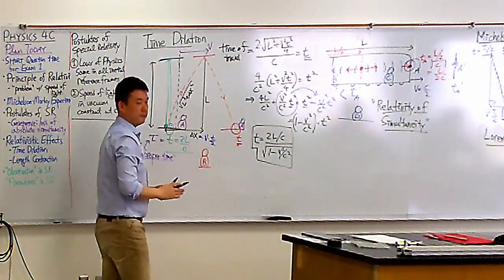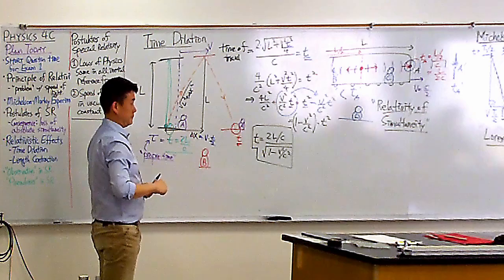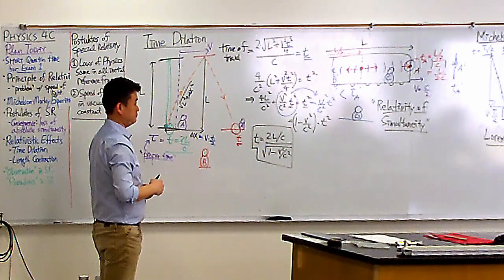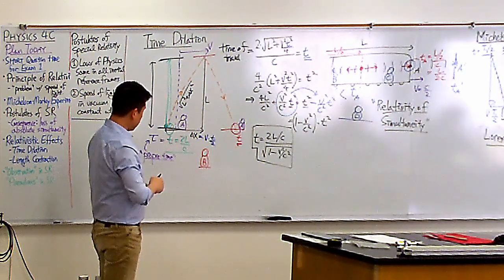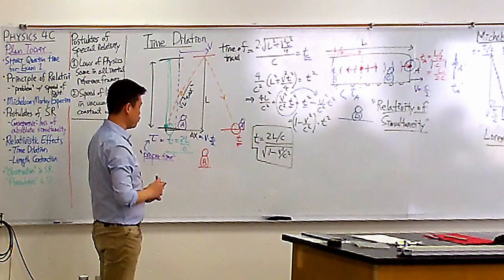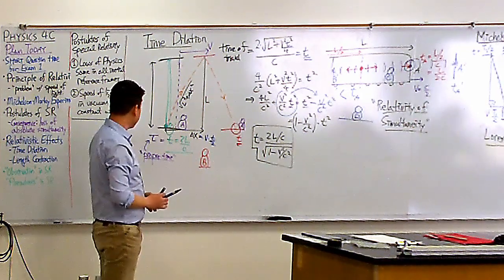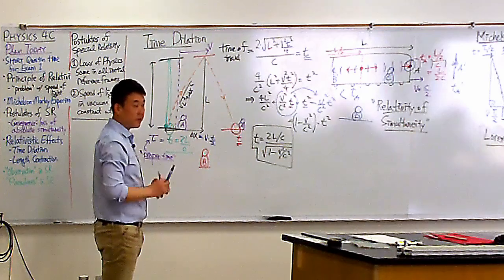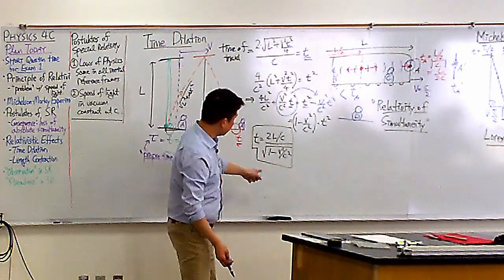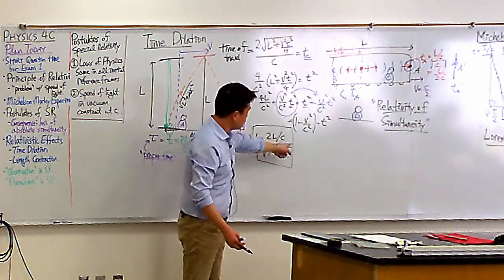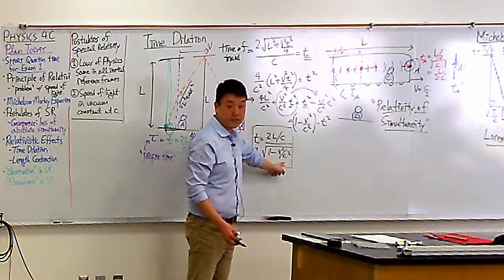Seems correct to everyone? Yes? Yeah. And let me introduce a new notation. As we are going through special relativity, you are going to see this factor a lot. This factor of 1 over square root of 1 minus v squared over c squared.